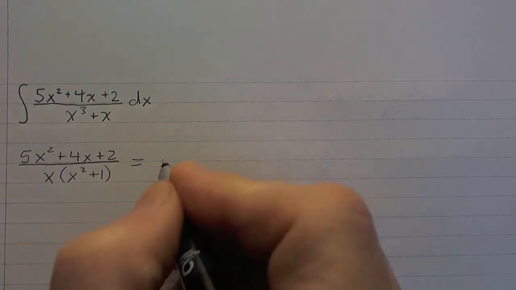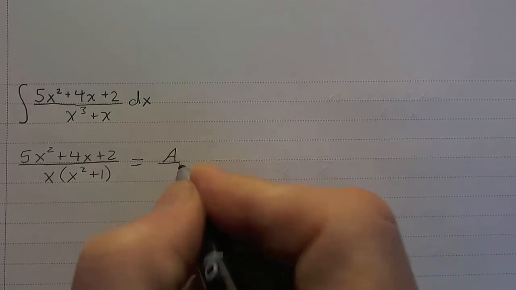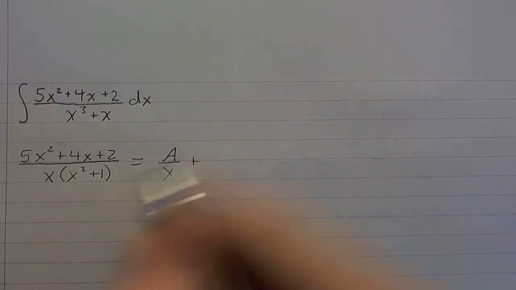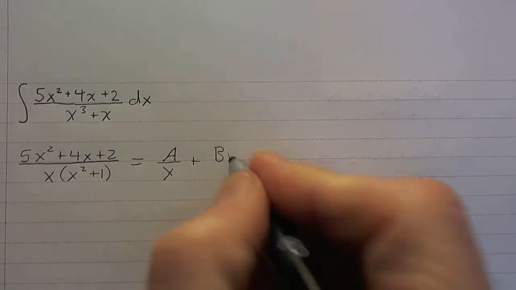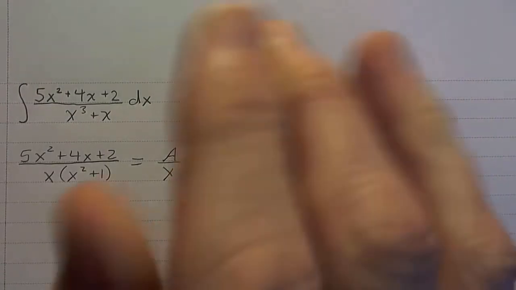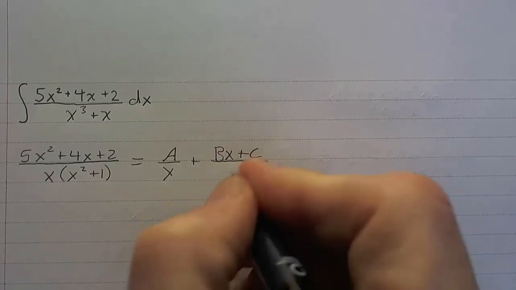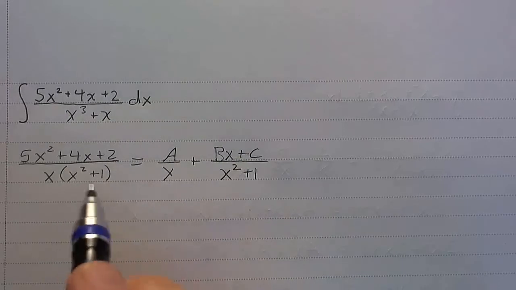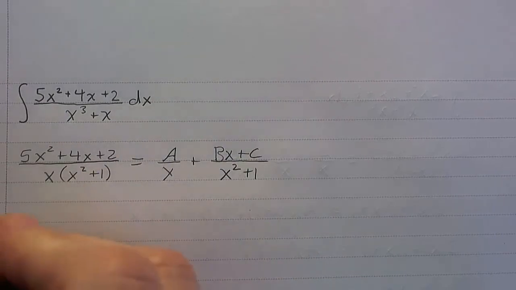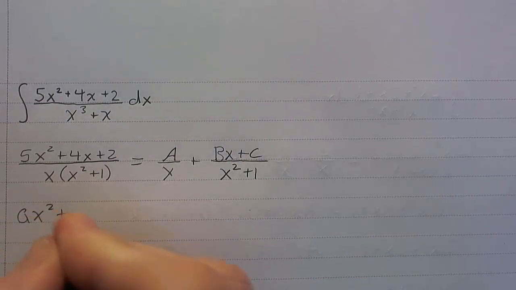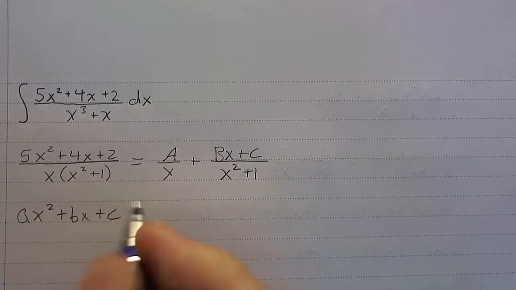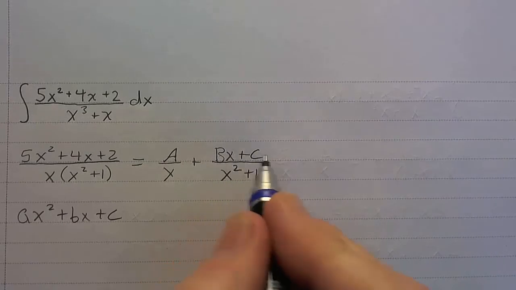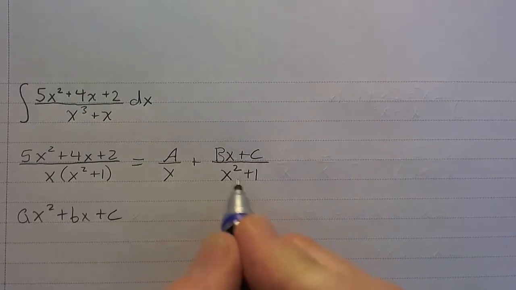Still, we start the same way. We've got a over x, okay? And then for this quadratic factor, we're going to put bx plus c over x squared plus 1. Now this is the way we will deal with all quadratic factors of the form ax squared plus bx plus c. We're always going to put on top something, a constant x plus another constant like this. This is the approach we take.